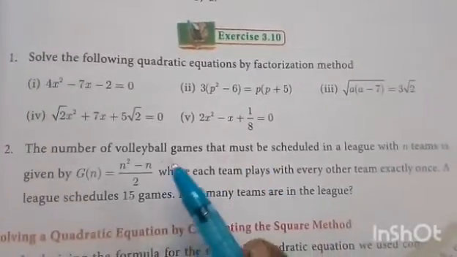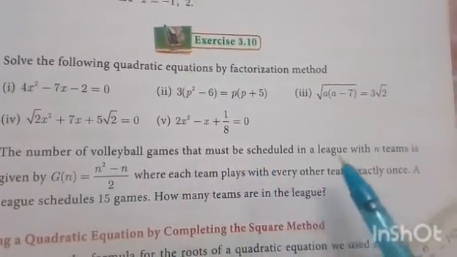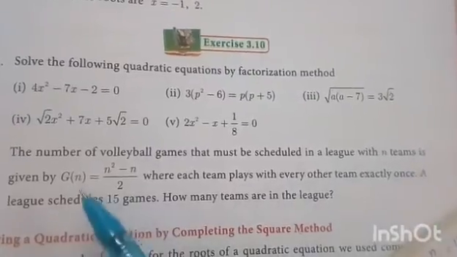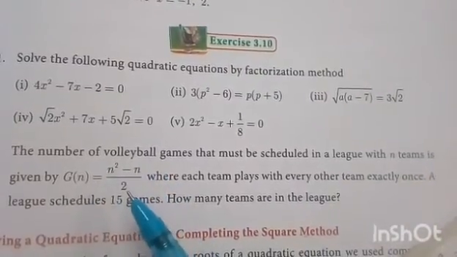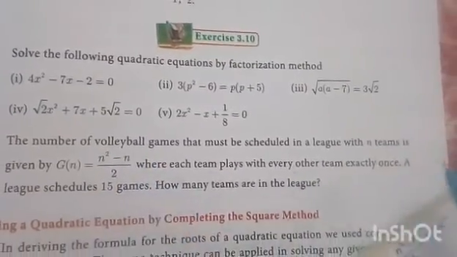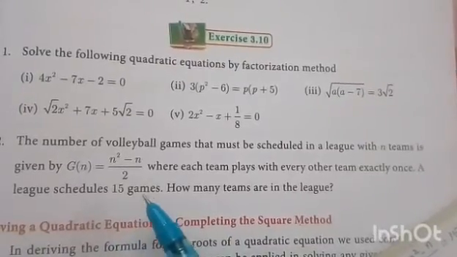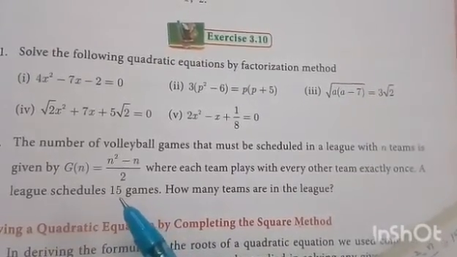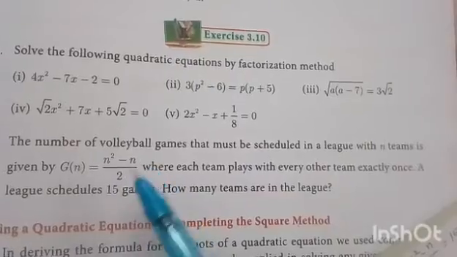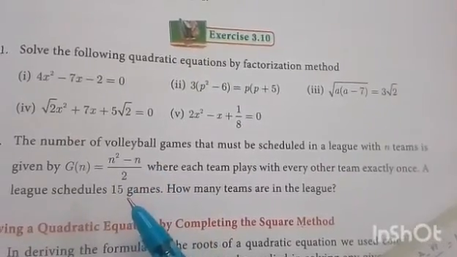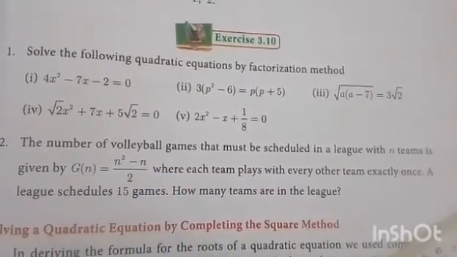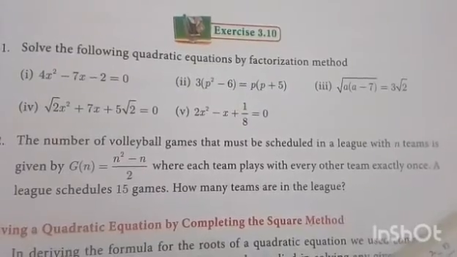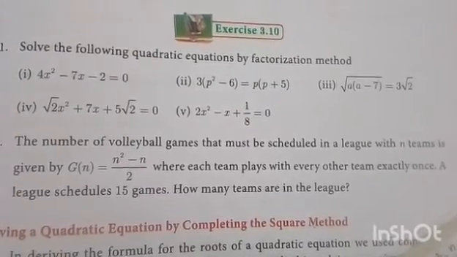Students listen. The number of volleyball games that must be scheduled in the league with n teams is given by n square minus n by 2. Also given, the league schedules 15 games. Totally the schedule is 15 games. So n square minus n by 2 equal to 15. Then using these two you have to make one quadratic equation. Then you have to solve by factorization.